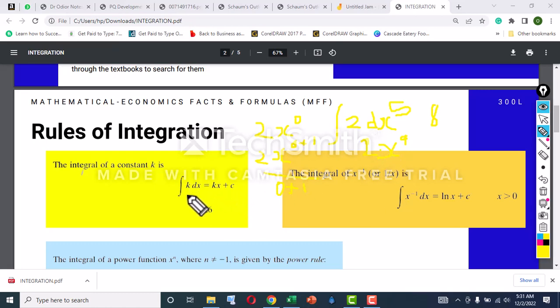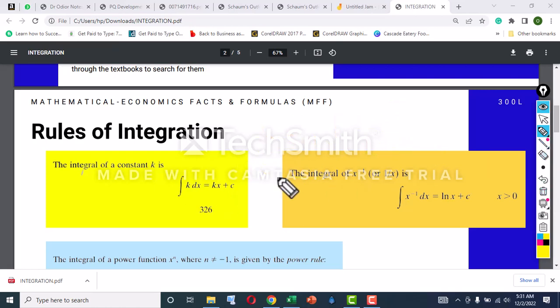So this is a rule you must always know. When you integrate this constant k, it simply gives us kx, then plus c. If you are integrating this one, you have to add plus c. So that is the first rule of integration when you are integrating a constant.